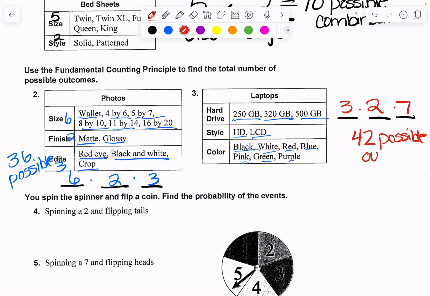So the fundamental counting principle is just kind of a shortcut to figure out how many possible combinations or outcomes you can get.